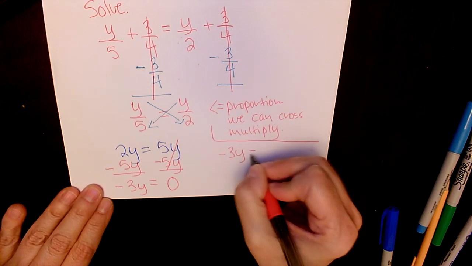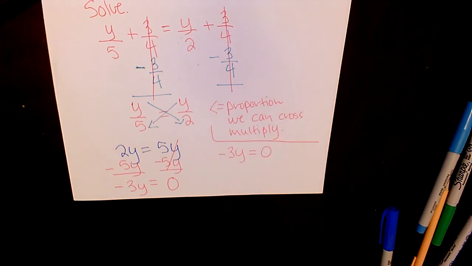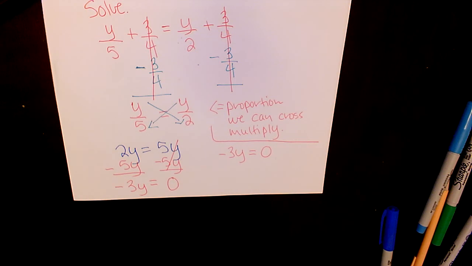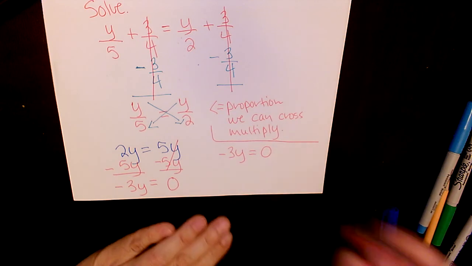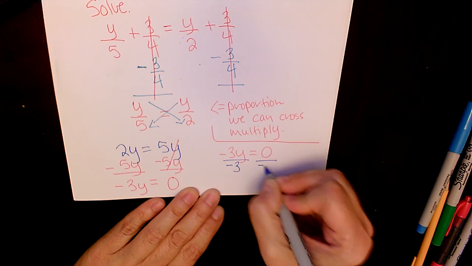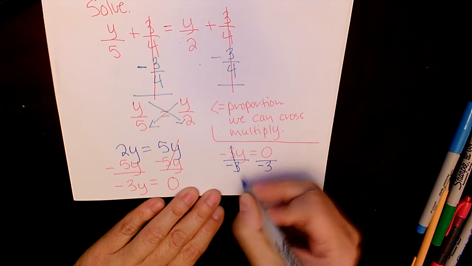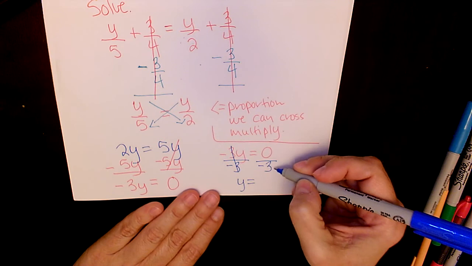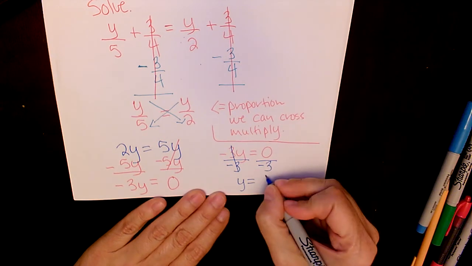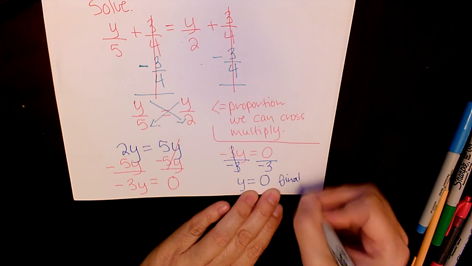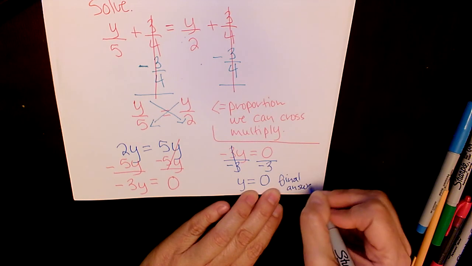Let me rewrite that up here. And it's negative because I have more negatives with a negative 5. And then I go to my last step, step 4. I'm going to divide both sides by negative 3. These drop out. And what's 0 divided by negative 3? The 0 is on top. So y is just 0. And that is my solution, or my final answer.